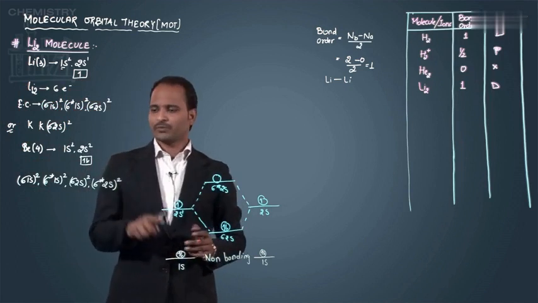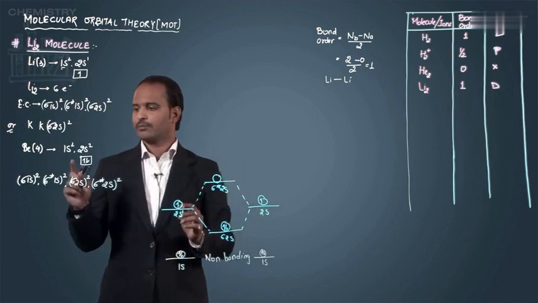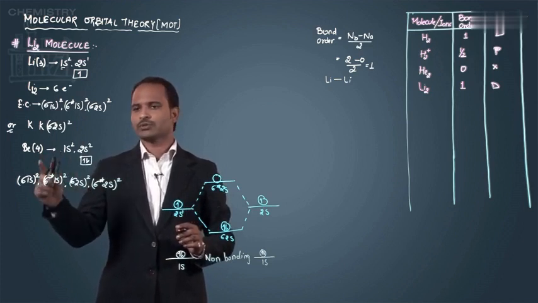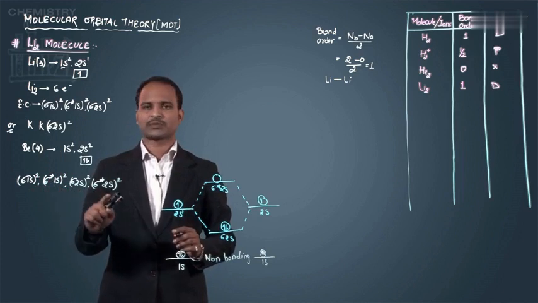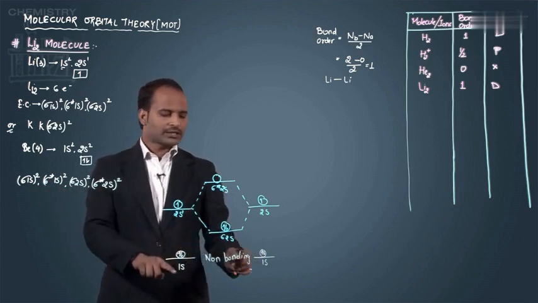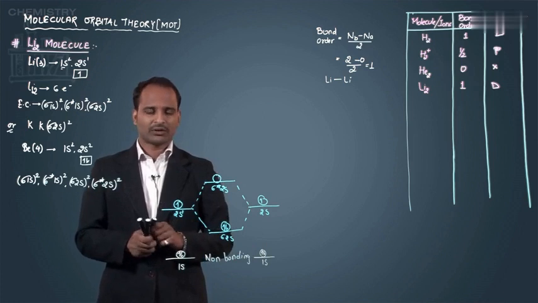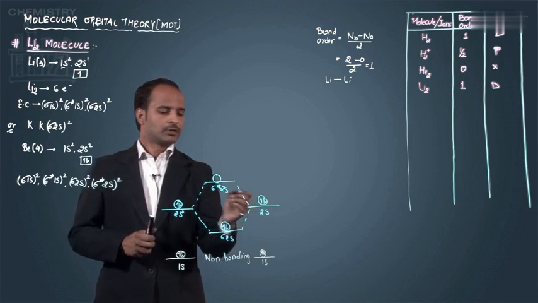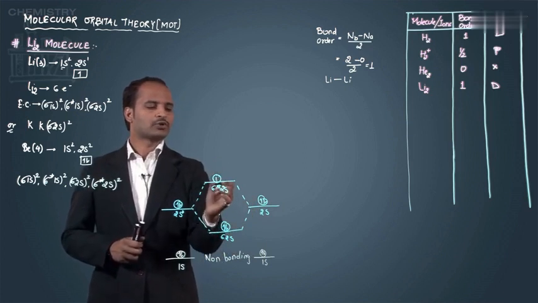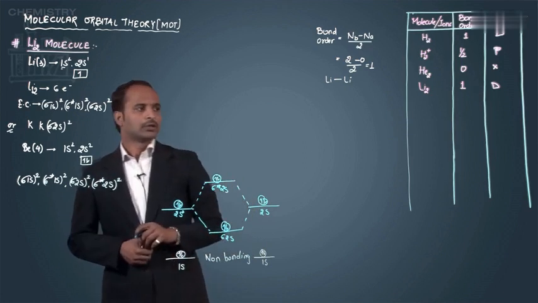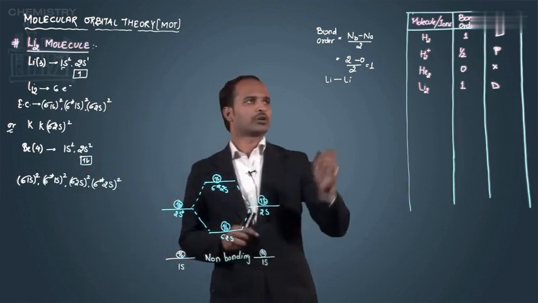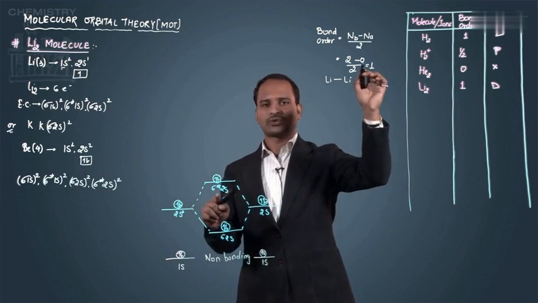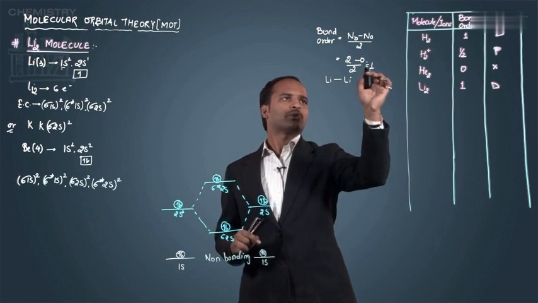Now let's see the molecular orbital diagram for the Be2 molecule. Each beryllium atom has 4 electrons, so total electrons will be 8. 1s has 2 electrons, and 2s also has 2 electrons. So of the 4 electrons, 2 will be in bonding and 2 will be in anti-bonding. So the bond order will be 2 minus 2, that is 0, and 0 upon 2 is 0.